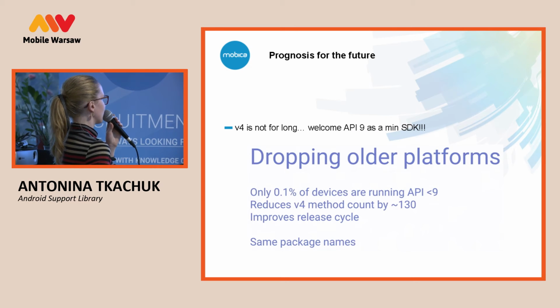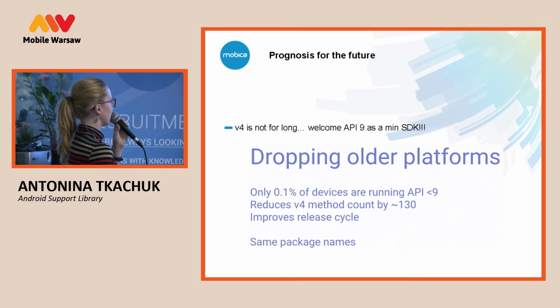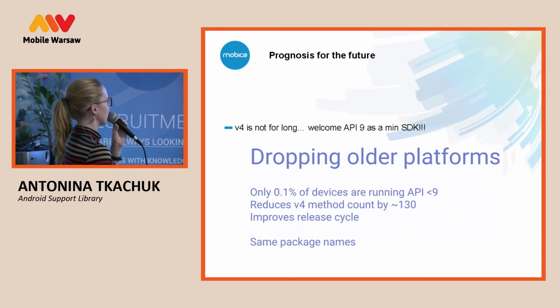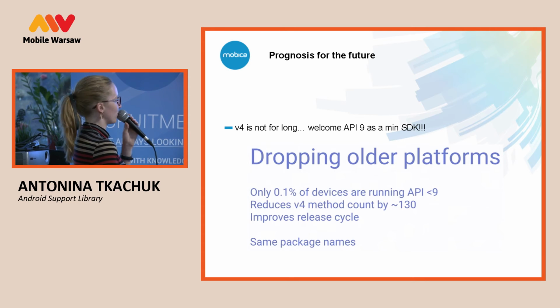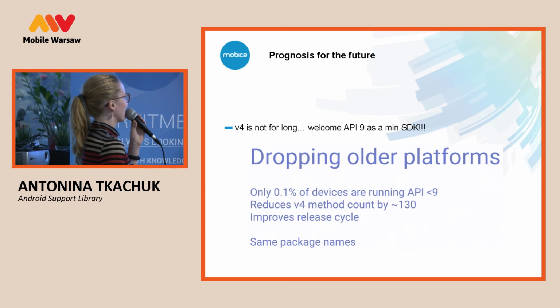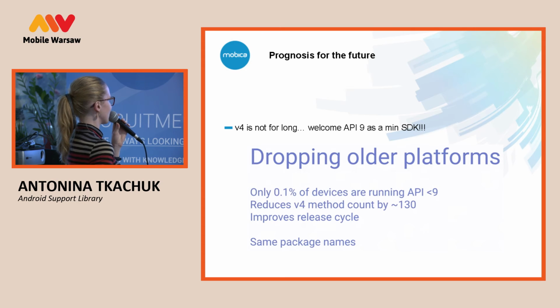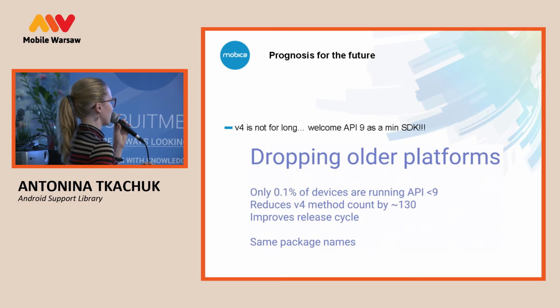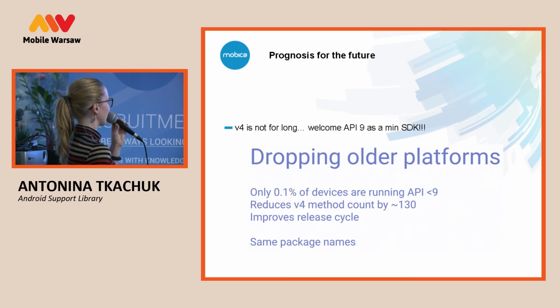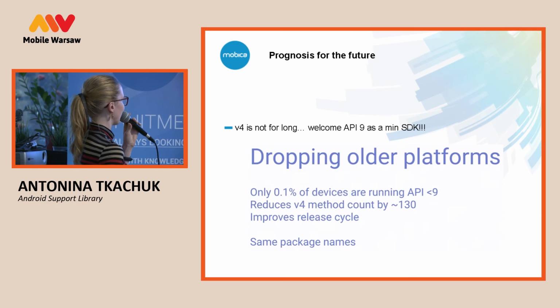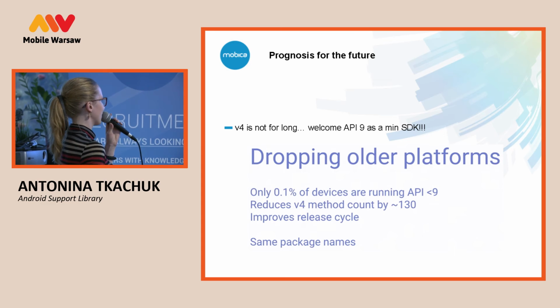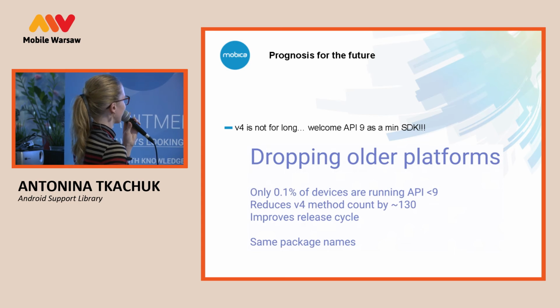And also some things for the future. We have support version 4, but version 4 is such an old version. Why do we even support it? So they will change it to API version 9. I don't know when, but probably really soon. The method count will be reduced. Also, there are less than 0.1% of devices running an API lower than 9.